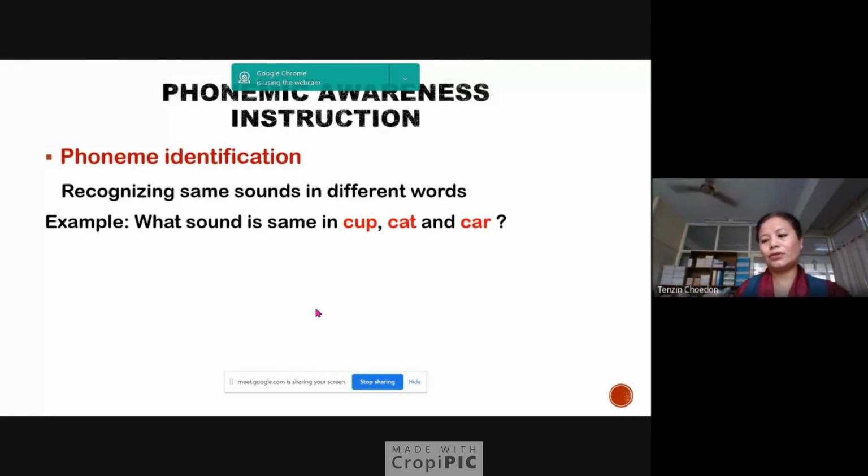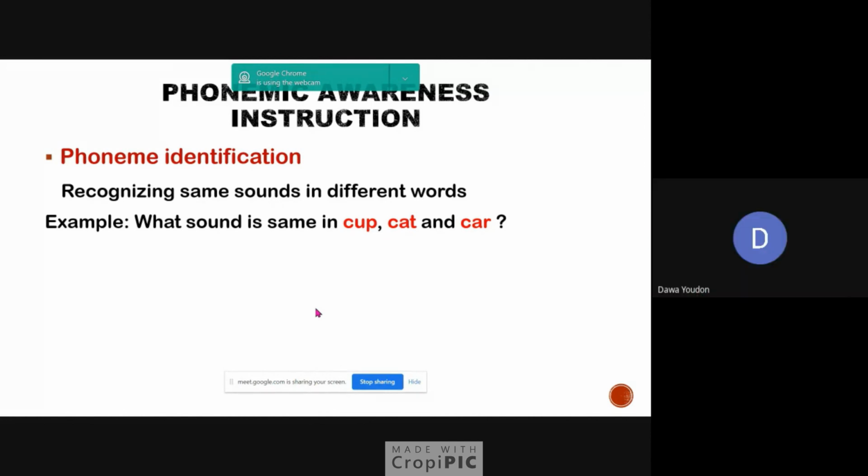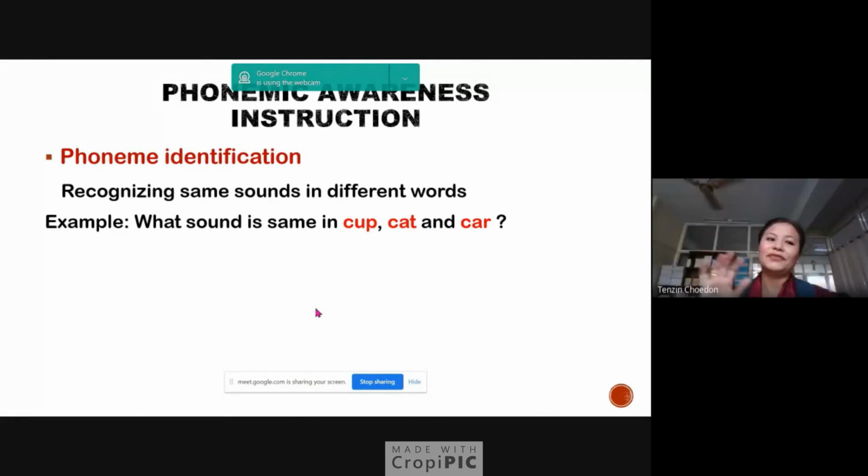Okay, let's do one more. If I say people, paper, pandemic, what sound is similar? P, right? Yeah. So this is how you can do phoneme identification. Okay, activity is done.